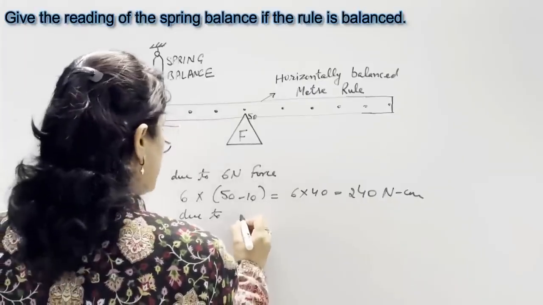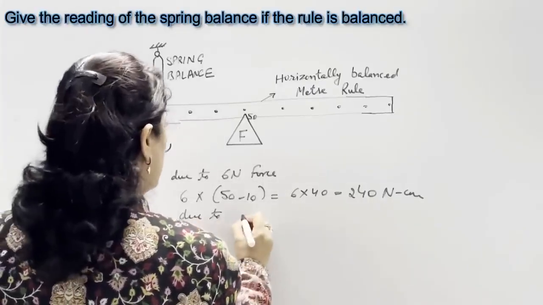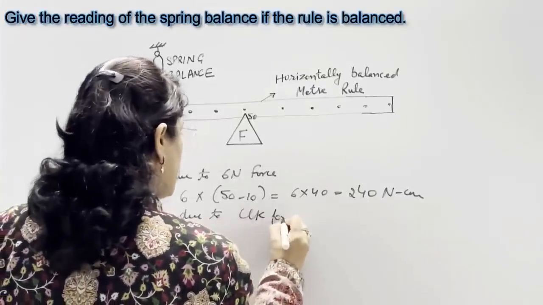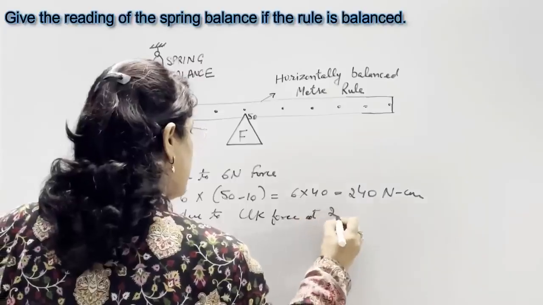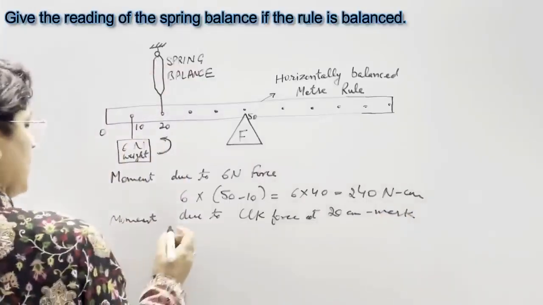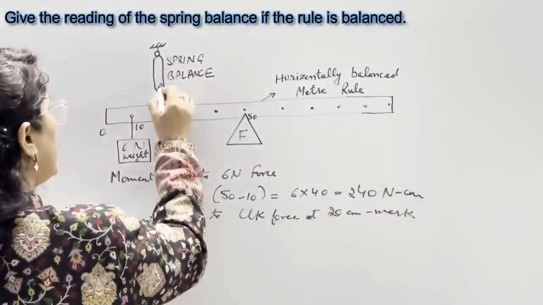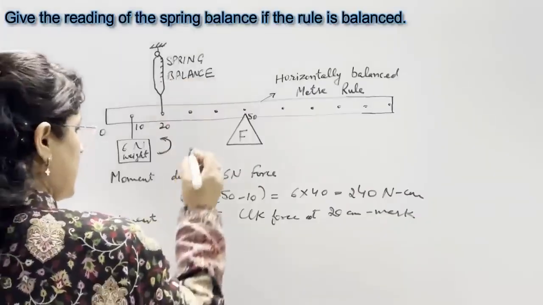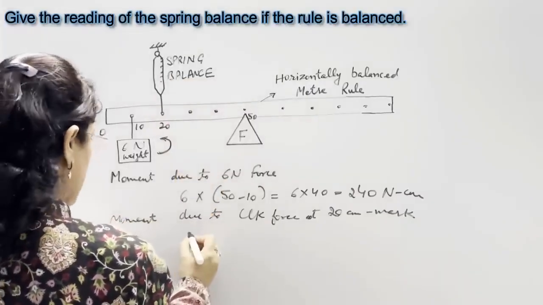It means at the 20 centimeter mark. So the moment due to the clockwise force at the 20 centimeter mark. We don't know the value of this spring balance, so we should calculate the value. So F we need to calculate here.